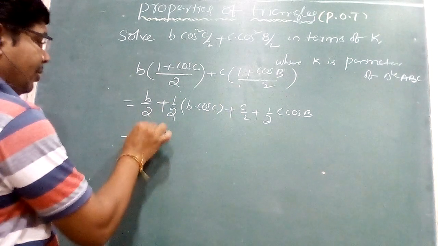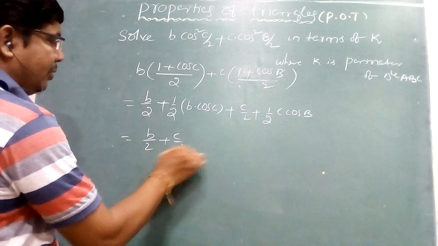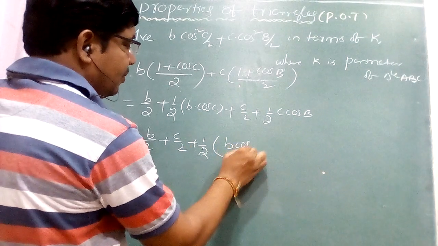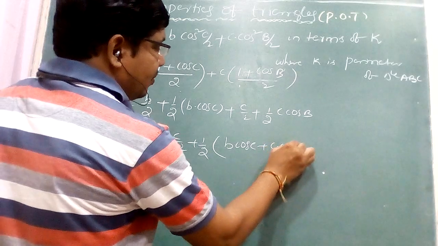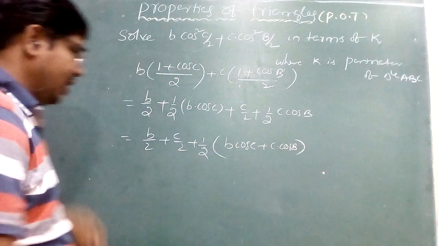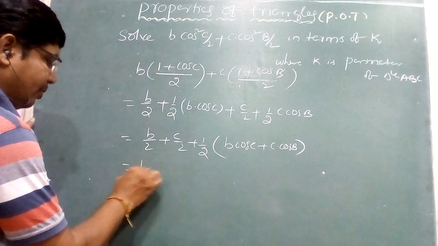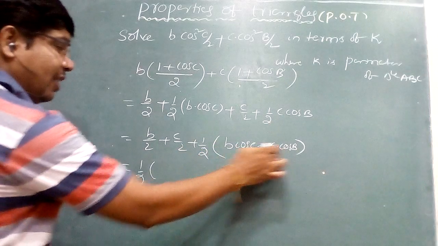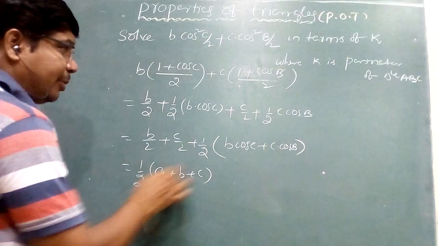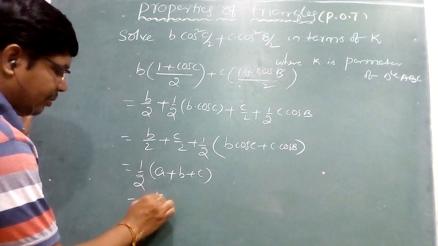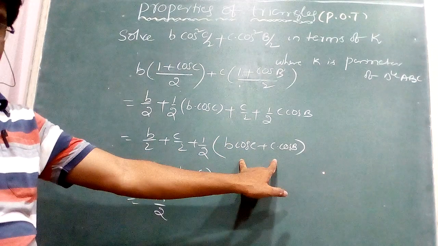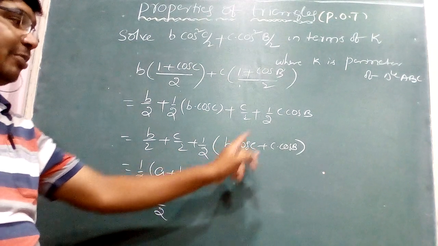Now b by 2 plus c by 2, half we can take common, that is b cos C plus c cos B. By using the projection rule, what is the value of this one? Small a. Half we can take common, this value a plus b plus c. This is the perimeter, but the perimeter is K. So K by 2 is the answer. This is the projection rule: small a is equal to b cos C plus c cos B.